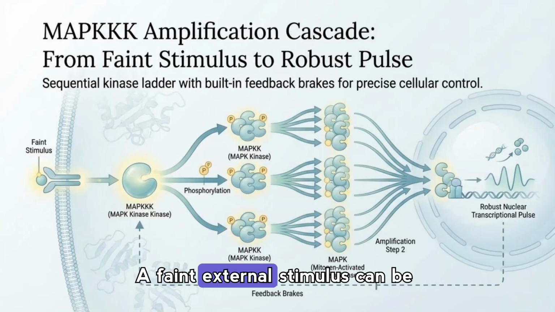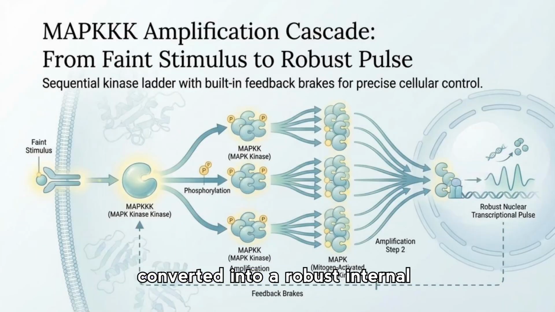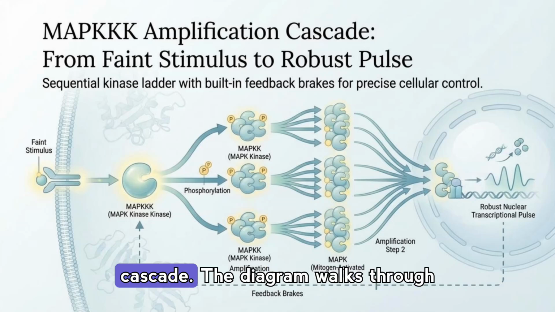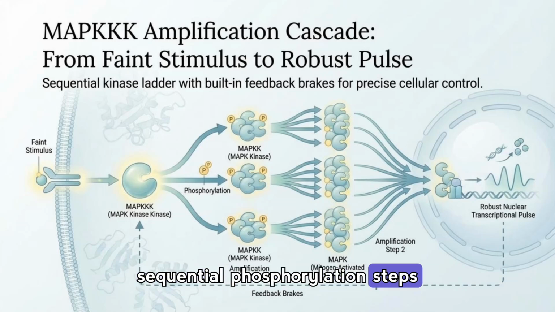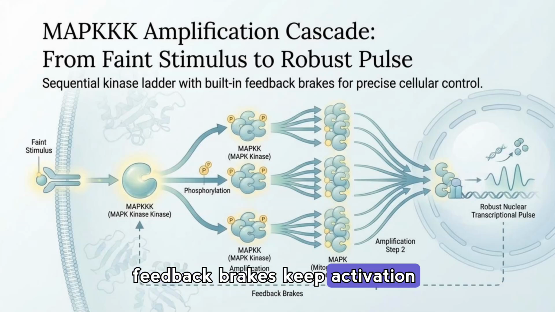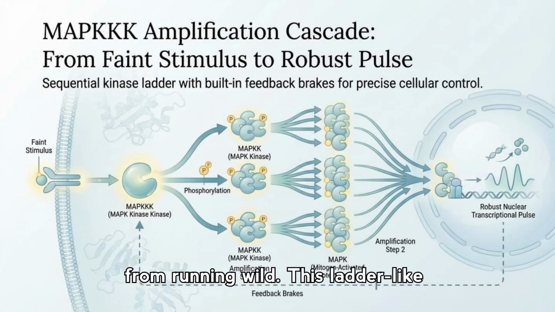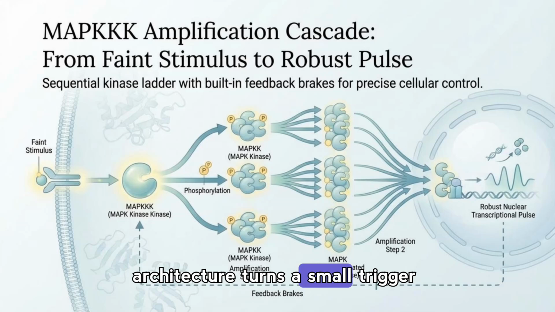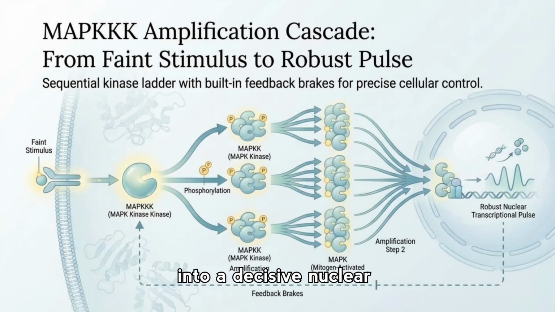A faint external stimulus can be converted into a robust internal pulse through a MAPKKK kinase cascade. The diagram walks through sequential phosphorylation steps that amplify the signal, while feedback brakes keep activation from running wild. This ladder-like architecture turns a small trigger into a decisive nuclear transcriptional pulse, but still preserves tight regulation for cellular precision.